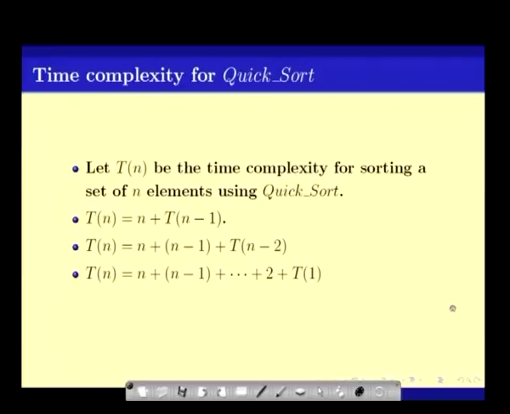T of 1 is 1. So, we have the summation of all the elements from 1 to n. So, T of n becomes n into n plus 1 by 2. Thus, this gives us the time complexity for the quick sort.